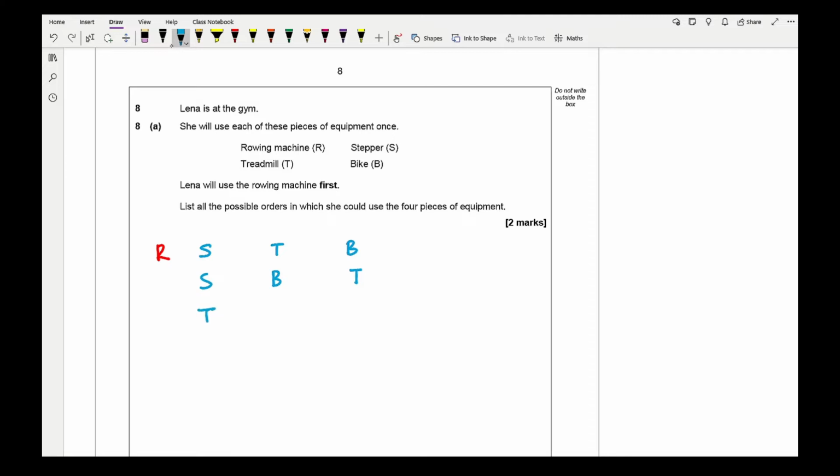And so all I've done there is pick all the possible outcomes of the stepper going second. So now I'm going to go for the treadmill being second. So I could either have the stepper or the bike, or I could have the bike and the stepper. And then moving on to the bike, well, I can either have the stepper and the treadmill, or I could have the bike, the treadmill, and the stepper. And again, not forgetting the R in front of each of those possible outcomes.